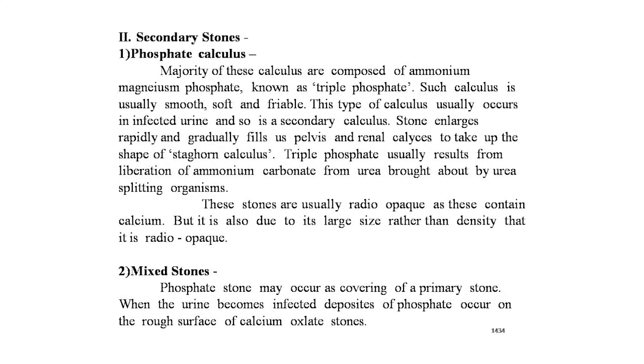Now the secondary stones, that is the phosphate calculus. Majority of these calculi are composed of ammonium, magnesium, phosphate known as the triple phosphate. Such calculus is usually smooth, soft and friable. This type of calculus usually occurs in infected urine, and so is a secondary calculus. Stone enlarges rapidly and gradually fills up the renal pelvis and calyces to take up the shape of the staghorn calculus. Triple phosphate usually results from the liberation of ammonium carbonate from urea brought about by urea-splitting organisms. These stones are usually radiopaque as they contain calcium, but it is also due to their large size rather than density that they are radiopaque.